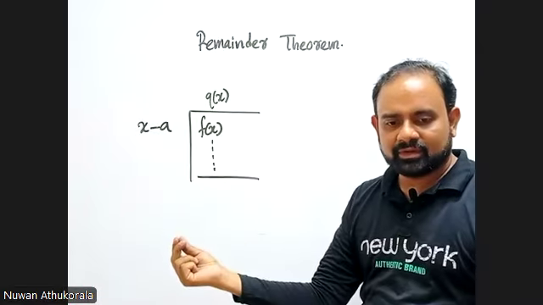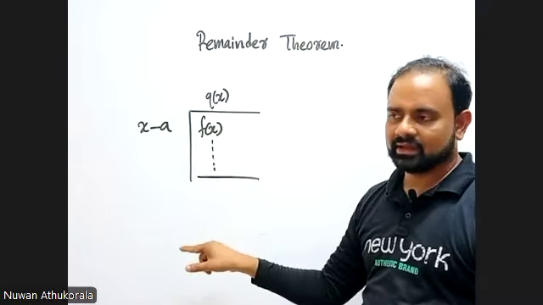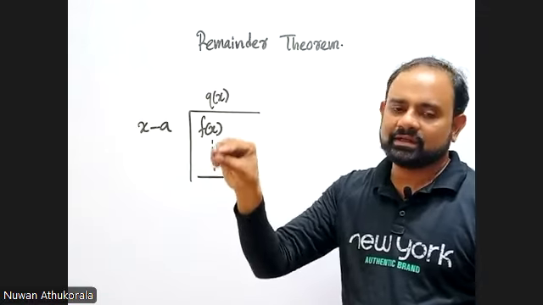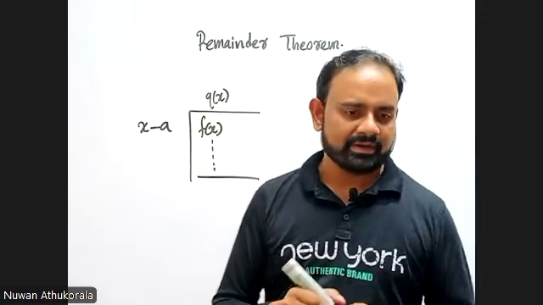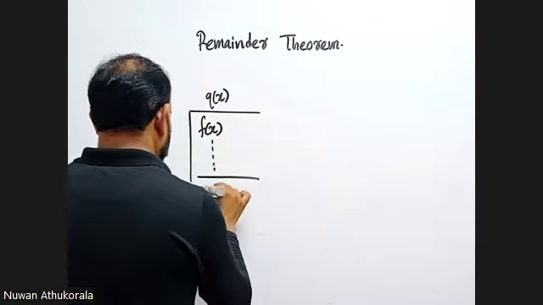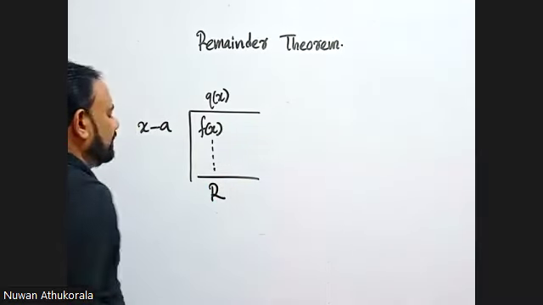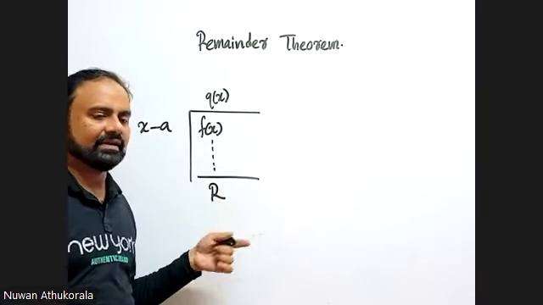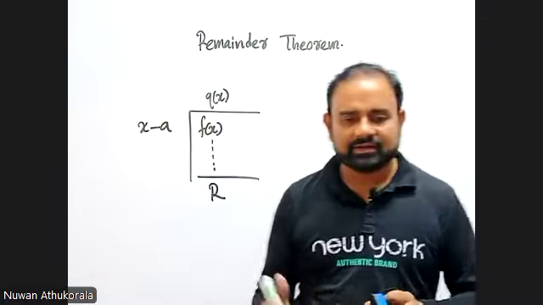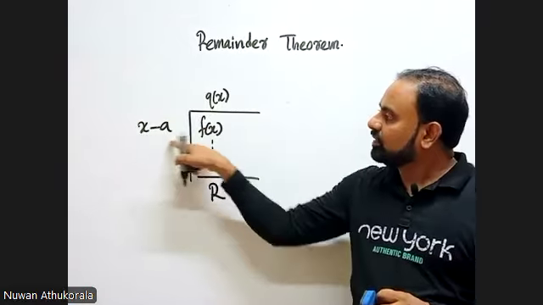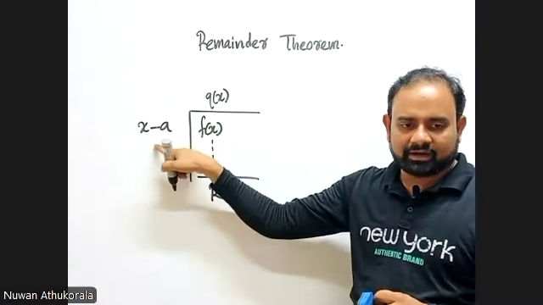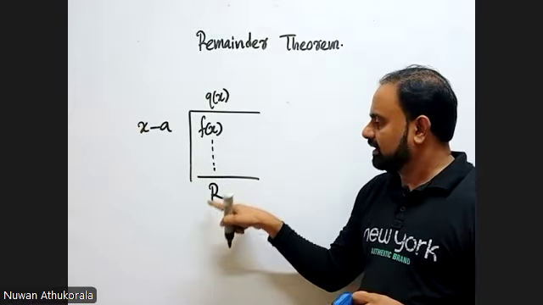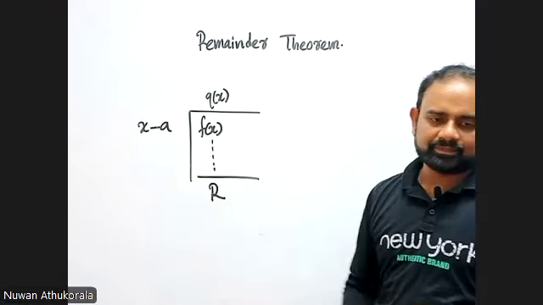If the degree is 0, how to write the polynomial? Degree 0 means the polynomial function is equal to a real constant, right? The remainder should be a real constant. Let R be the remainder. Actually R is a real constant. The degree of R is 0 because the degree of the divisor is 1. We can write capital R as the remainder.